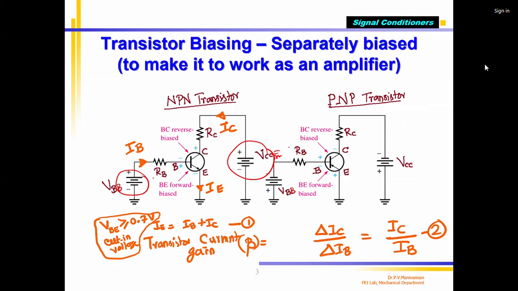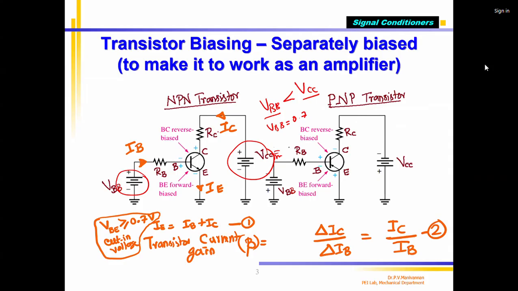We know VBB should be smaller than VCC. That means VC should always be greater than VB. How much? By 1 volt. What should be the minimum voltage VBB? VBB should be a minimum of 0.7 volts, which is called the cut-in voltage. Then only it works as a transistor amplifier.